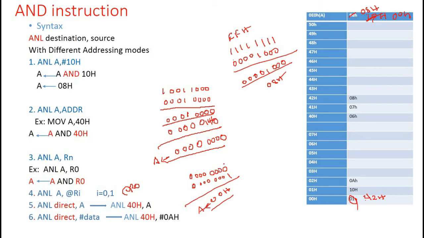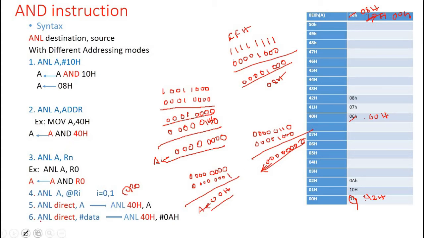Now for example, what is the data we have in 40H? 06H, that is 00000110. And in the accumulator we have 08H, that is 00001000. If we do the AND operation between these, we get 00H, and this will be stored in 40H. So in 40H the result will be stored as 00. Okay, right?